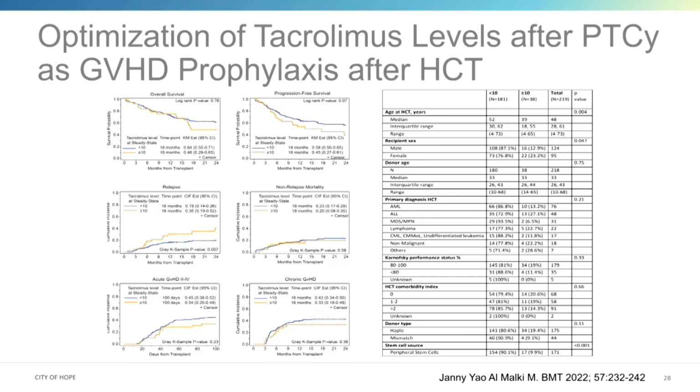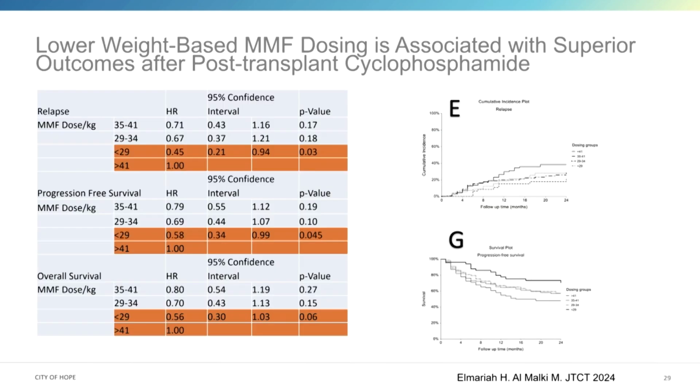And in summary with this, and due to the time, I'm just going to say that a level from 4 to 10 was the best. Higher than 10 was associated with increase in relapse.